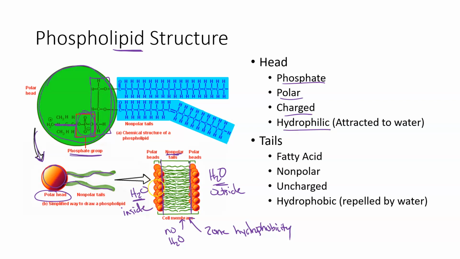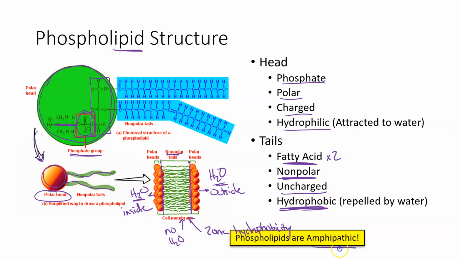These heads are attracted to water, so the heads are going to be attracted to water inside of the cell. They're also going to be attracted to water on the outside of the cell, aligning themselves in a bilayer with tails in, so that the tails, which are hydrophobic, which are repelled by water because they are nonpolar, remain in this zone of hydrophobicity or this hydrophobic zone. So tails are made of fatty acid. There are 2 of them. They are uncharged, nonpolar, and hydrophobic.